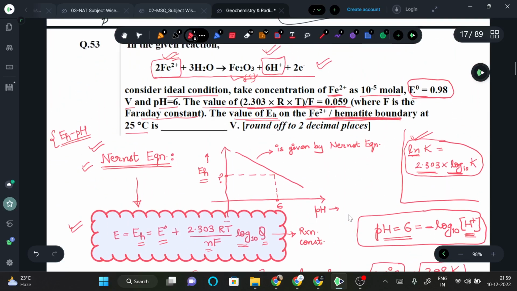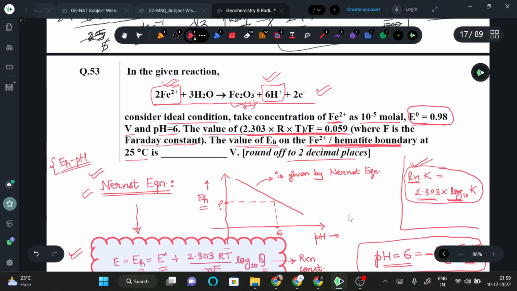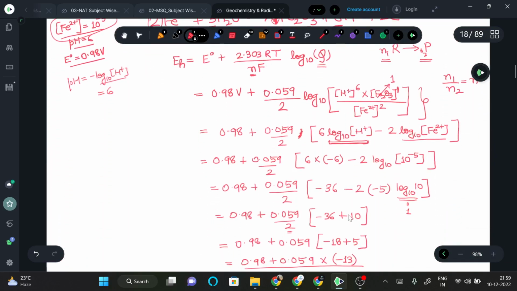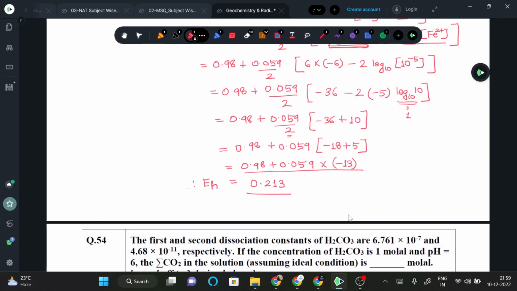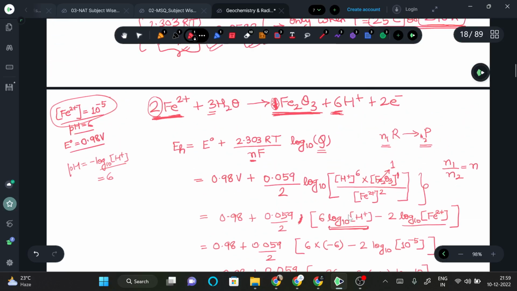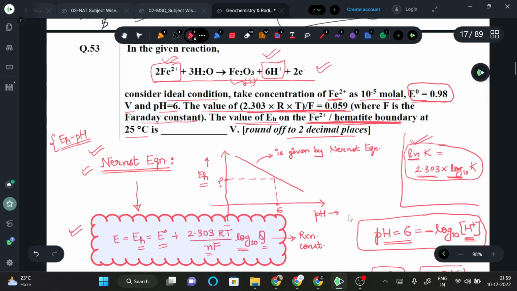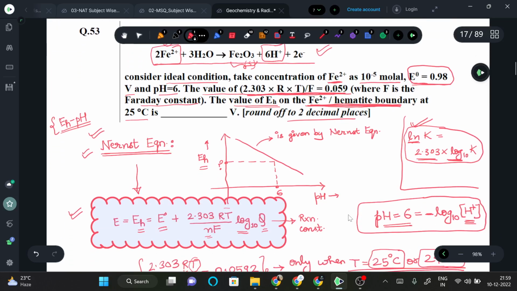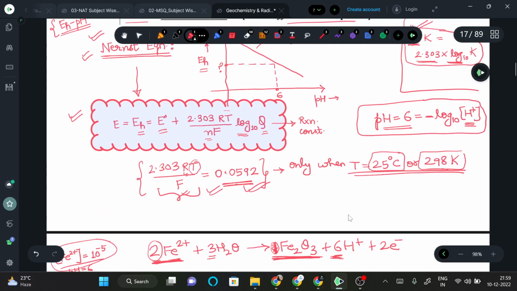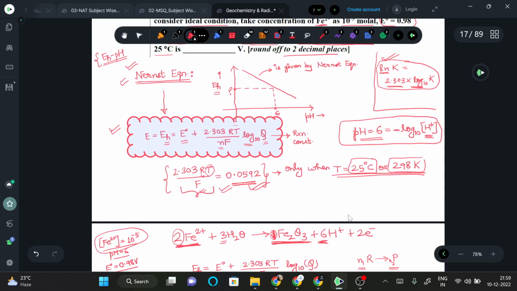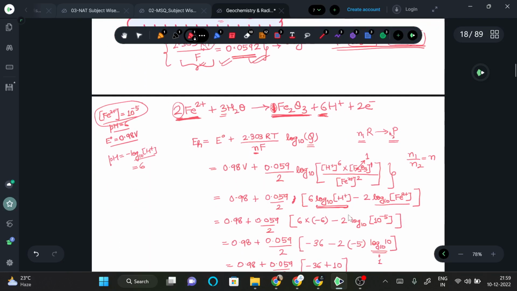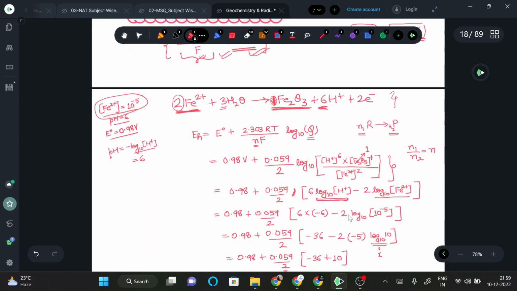Up to how many decimal places has it asked? Round off to 2 decimal places. So it will actually be 0.21. Right? This will be the answer. This will be the EH value when pH is 6. EH will be 0.21. Has everyone got this? Got this question? How to do it? How to apply the Nernst equation? How to use the reactions to get n?